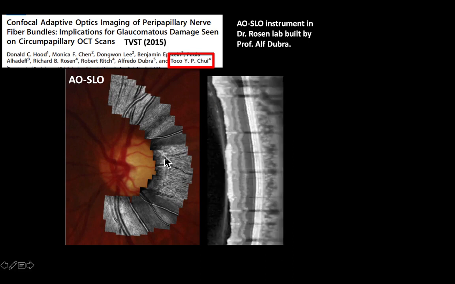Here, by the way, this took Toko about 35 minutes to obtain, and took people in my lab 2 days to analyze. 2 days. This is not a clinical test. This is the spectral domain OCT. This took 2 seconds to obtain and a few seconds to analyze.